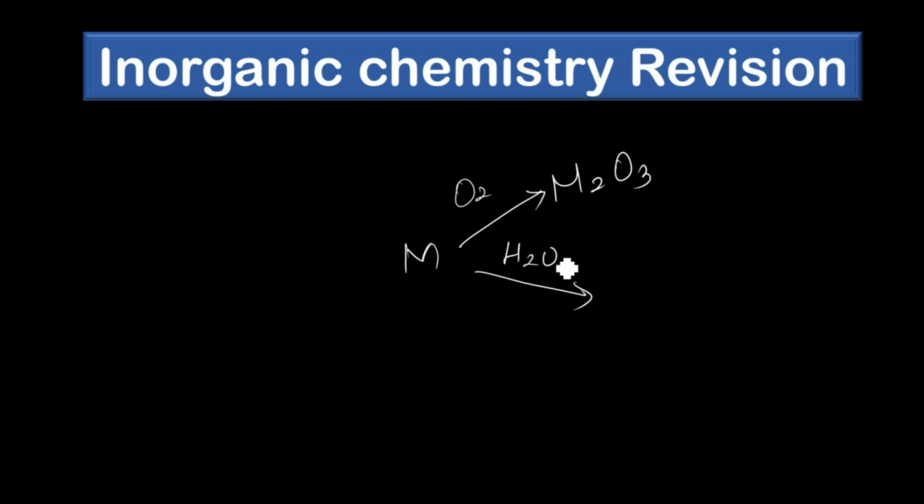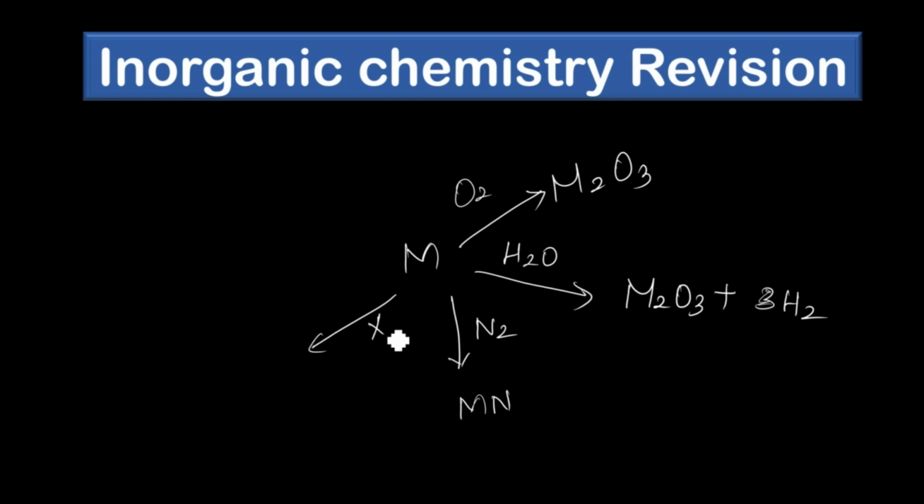With water, again oxides, along with that hydrogen gas is eliminated. Then with nitrogen, it is giving you MN, metal with N. So metal can be of anything in the group. Then with halogens, X2, it is forming MX3. All the group 13 elements form trihalide except our thallium. Because thallium is more stable in +1 oxidation state, it will form TlX only.